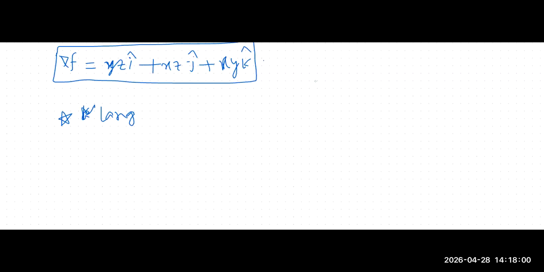So there will not be any distinct question from the gradient, but I think you will get at least one question from the Lagrange multiplier in your final exam. Okay. So, Lagrange multiplier.